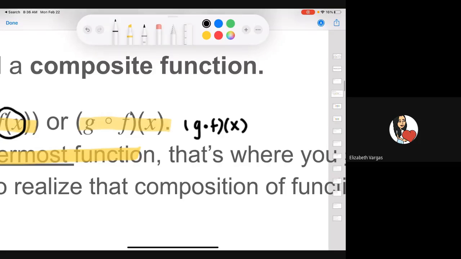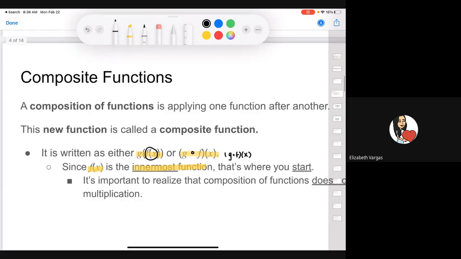Okay? It is not the same. So that's a big takeaway here. It is a composite, and so we are going to do the composite. We're not going to use the operation for multiplication in this instance. We're going to look for the composite. So that's an important thing.